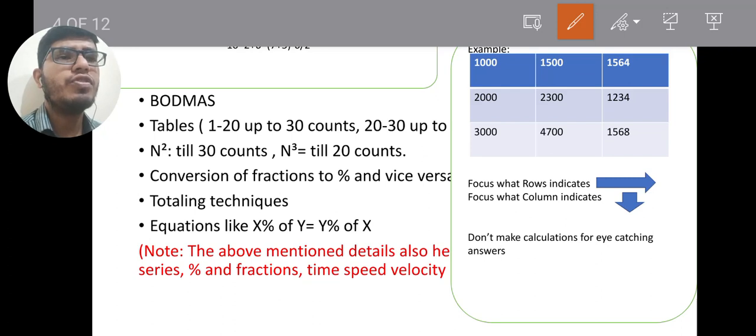Then we have to focus on the rows, what the rows indicate. Sometimes they give the marks, sometimes they give the schools and all, likewise. And then we have to focus on the columns as well, what these columns indicate, whether it's sales or units of production. Likewise, some of the aspects are there.